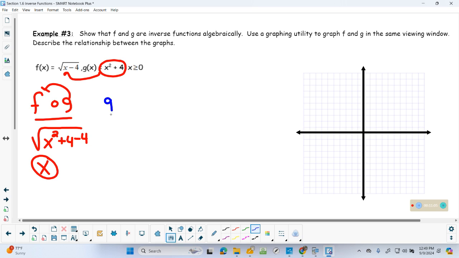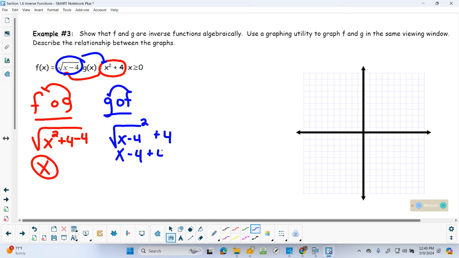Okay, other direction. f into g. So now I'm going to put the square root into the g function. I'm going to start with the square root of x minus 4. g says square and add 4. Well, of course, the square root and squaring cancel. Probably don't need a whole lot more work here. We're going to have x.